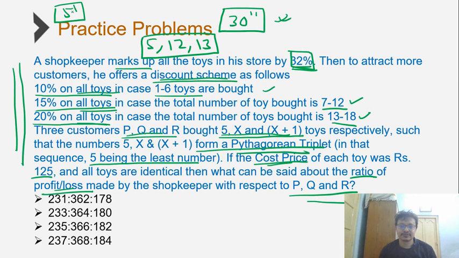But there is a way of answering this in 30 seconds. What is that? Focus on these numbers. How do I compute profit and loss?